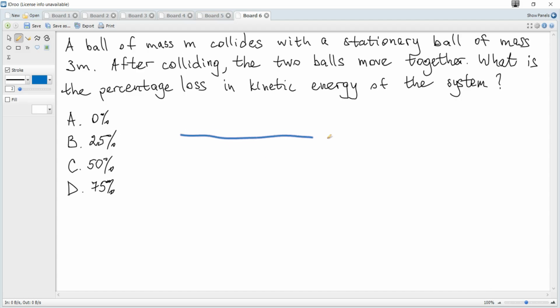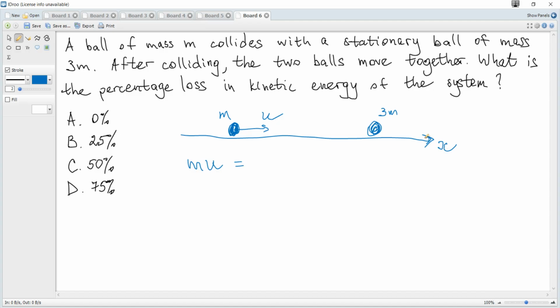And initially a ball of mass m is moving at some speed u, and it collides with a stationary ball with mass 3m. So the law of conservation of momentum says that for an isolated system, total momentum is conserved. So the total momentum before is mu plus 0.